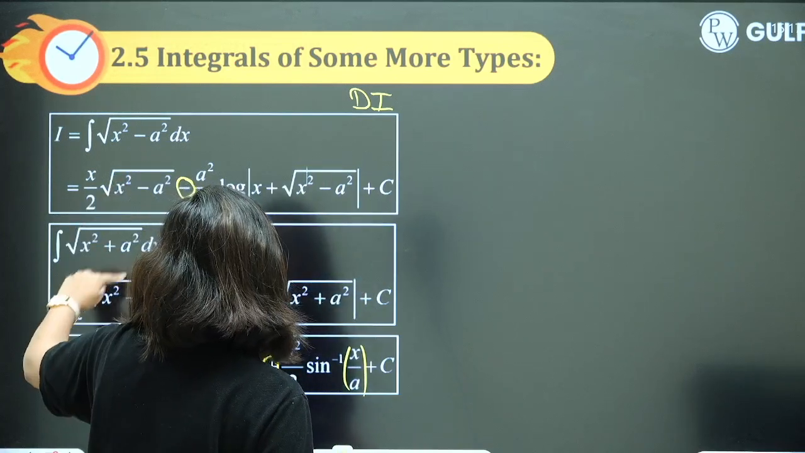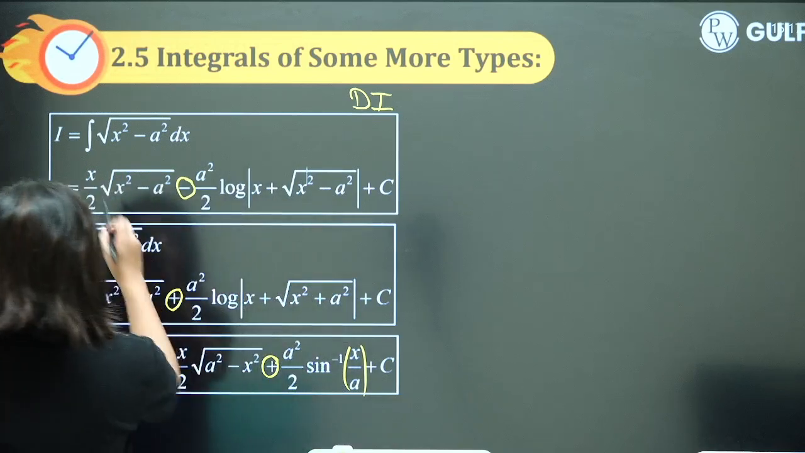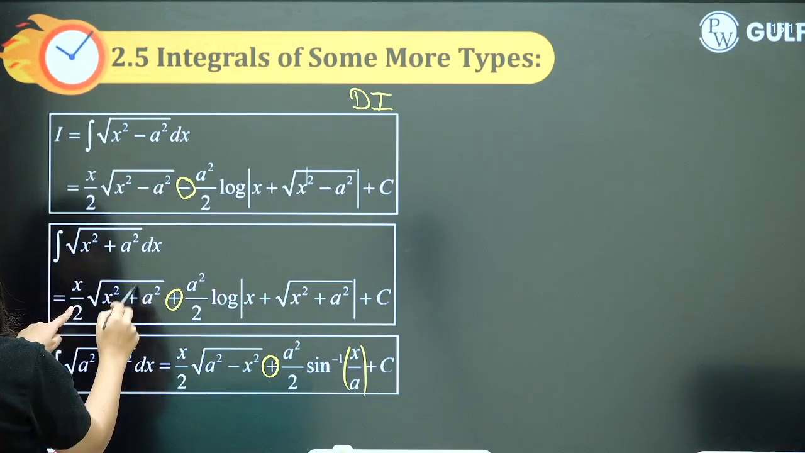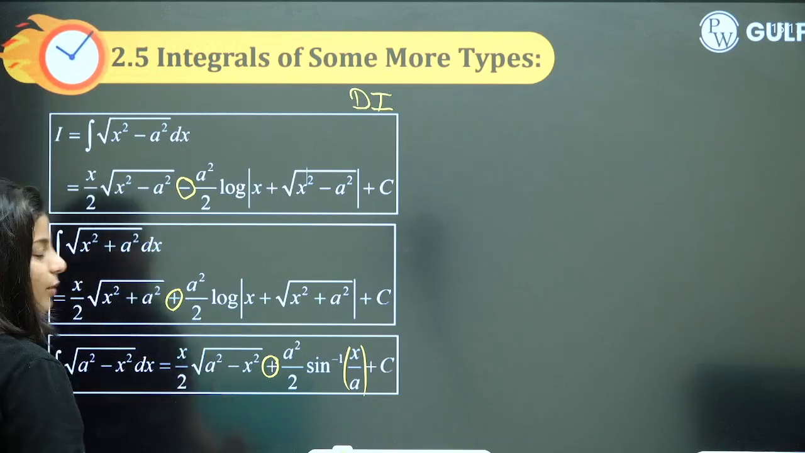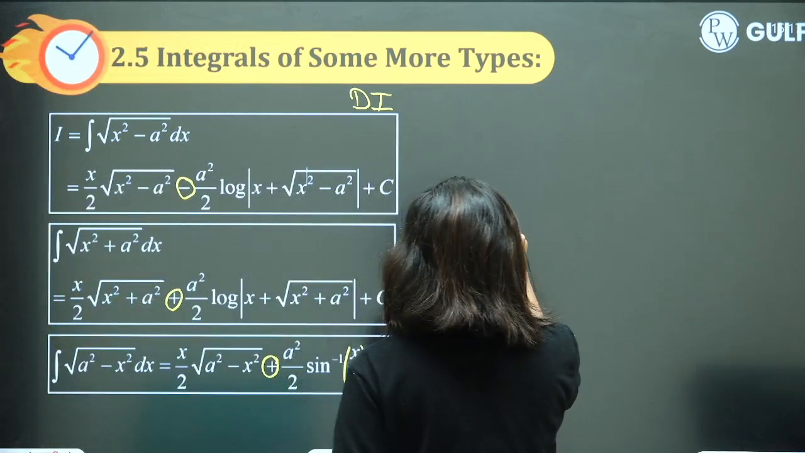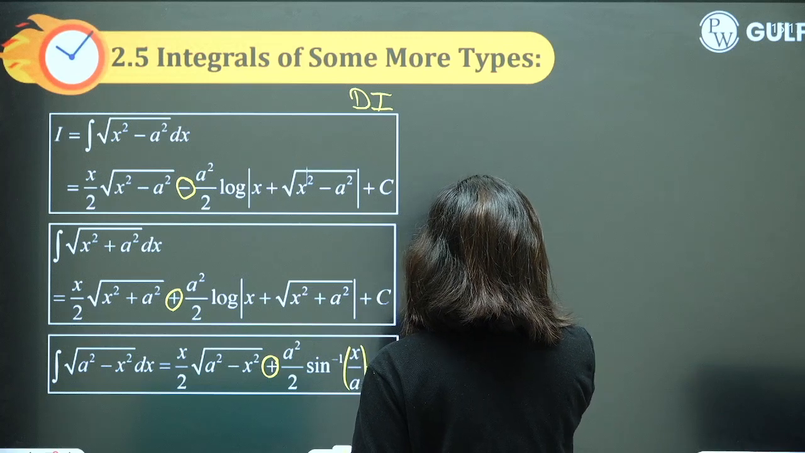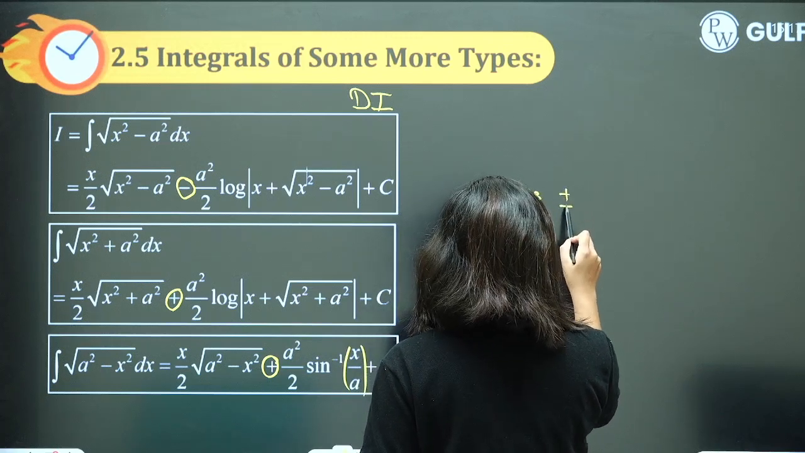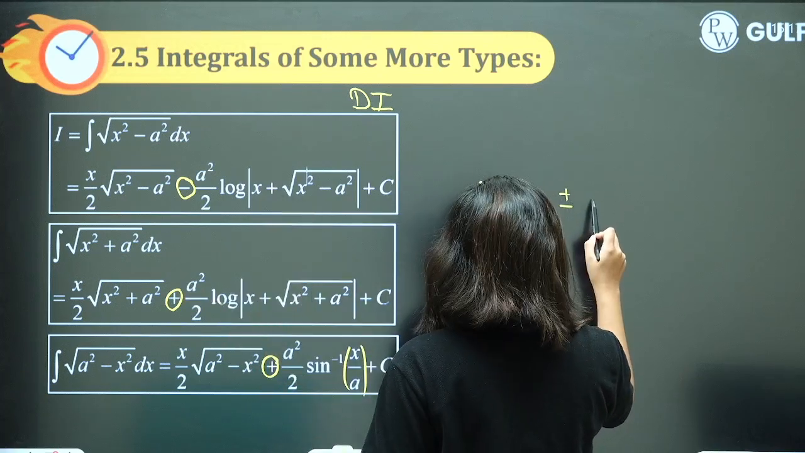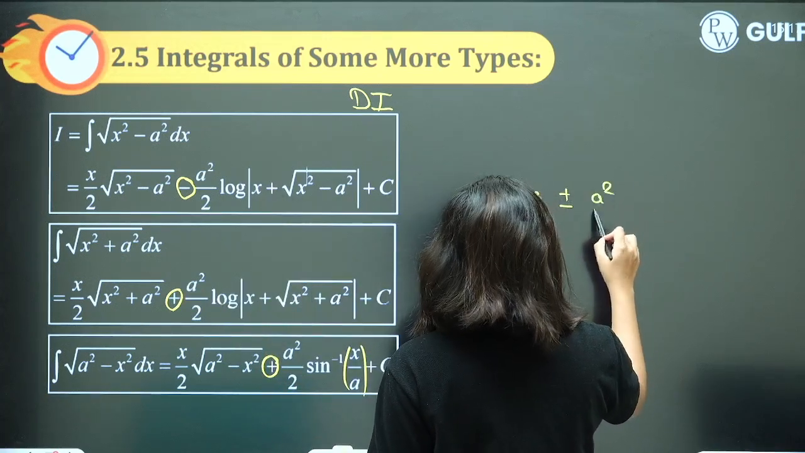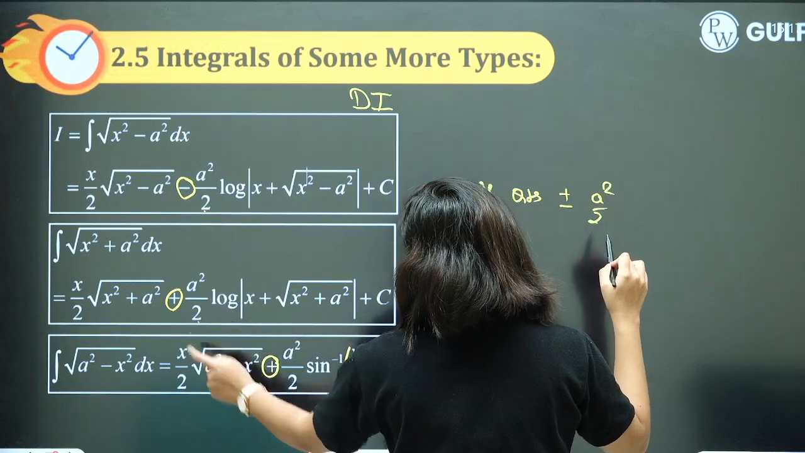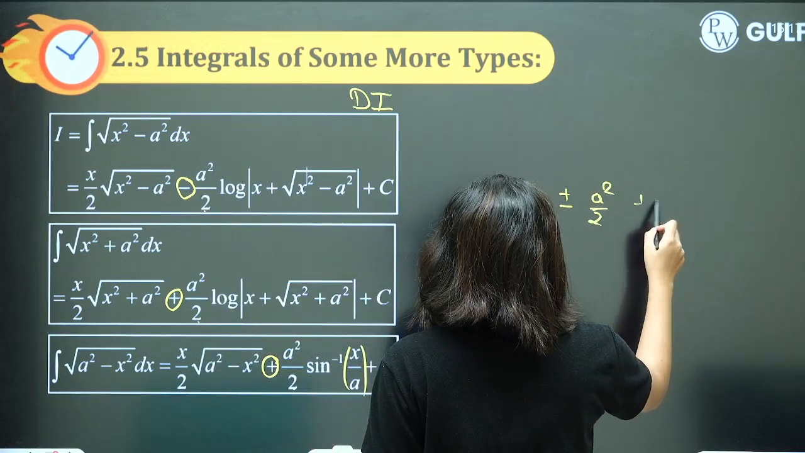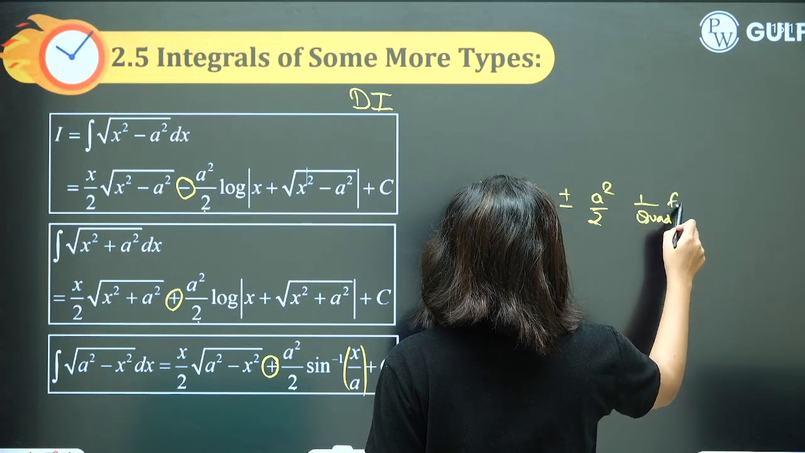The first part, all of them, is the same guys. x by 2 times the question copied. The first part is always x by 2. Then you copy down the question. Then plus or minus divide, you will decide on the basis of the constant. And the second part, a square by 2. Every one of them has a square by 2. And the second part is the 1 by quadratic formula.